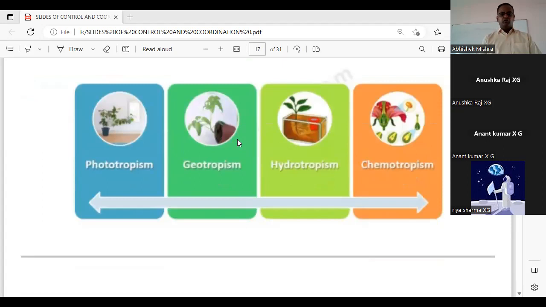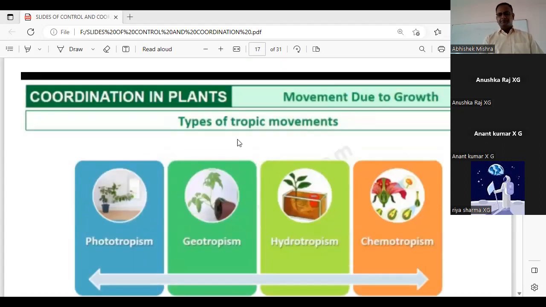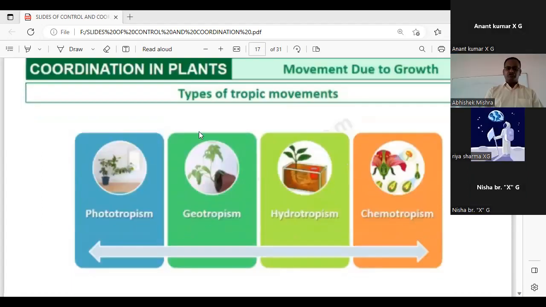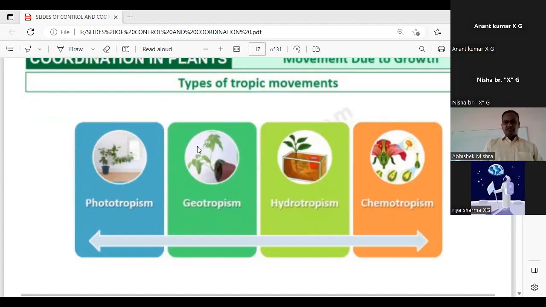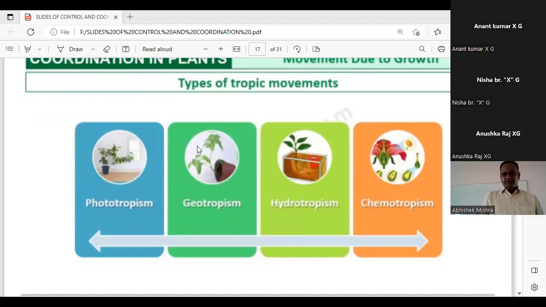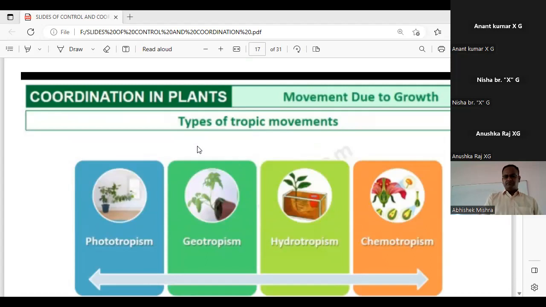Now, what do you mean by hydrotropism? What do you mean by hydrotropism, students? Again, the same hand. Okay, Anushka. Anushka, what is hydrotropism? Movement of plants in response to water.